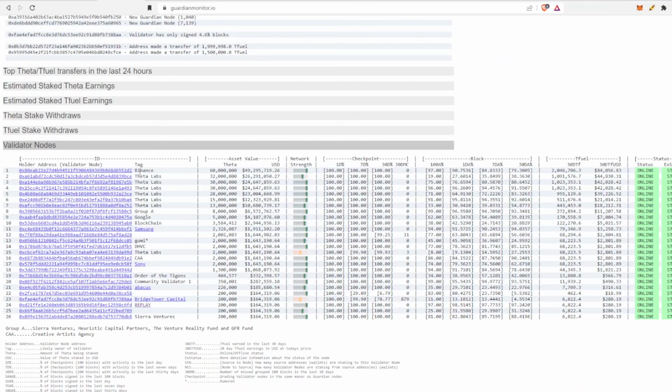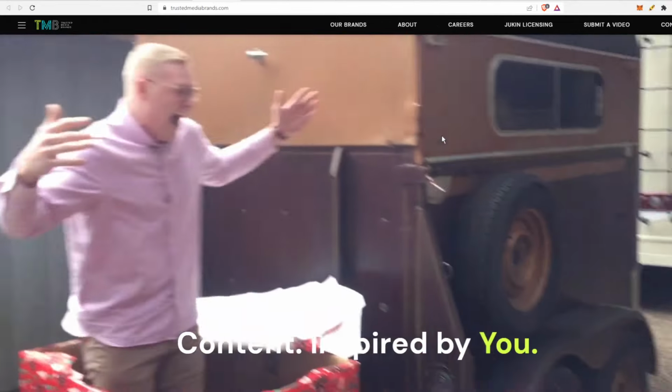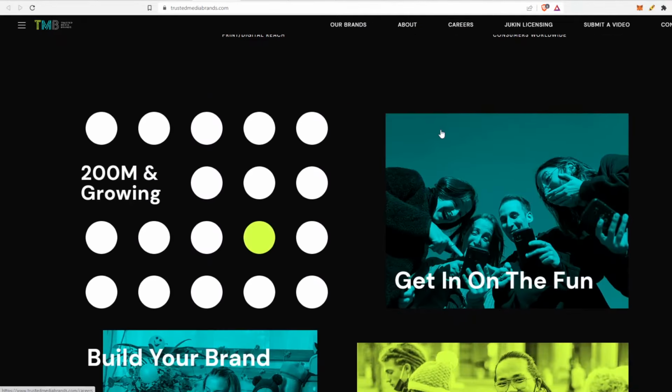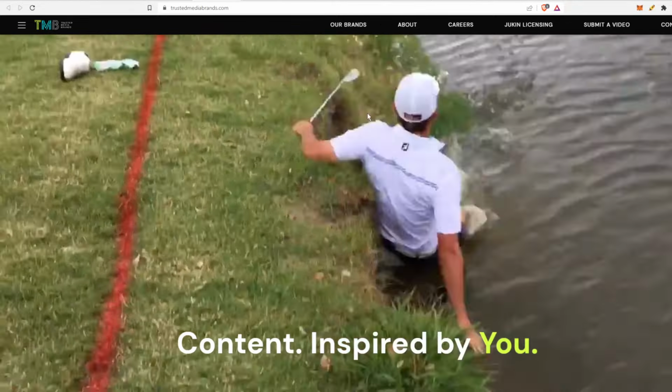So as you see with Binance, Theta, Samsung, Sony, and many other large institutions and companies, we have another enterprise validator node that has joined the list, and it is Trusted Media Brands. So we'll dig into exactly what Trusted Media Brands is and what it brings to the table. Spoiler alert, you actually already know this company, just by a different name. So let's dig into it.